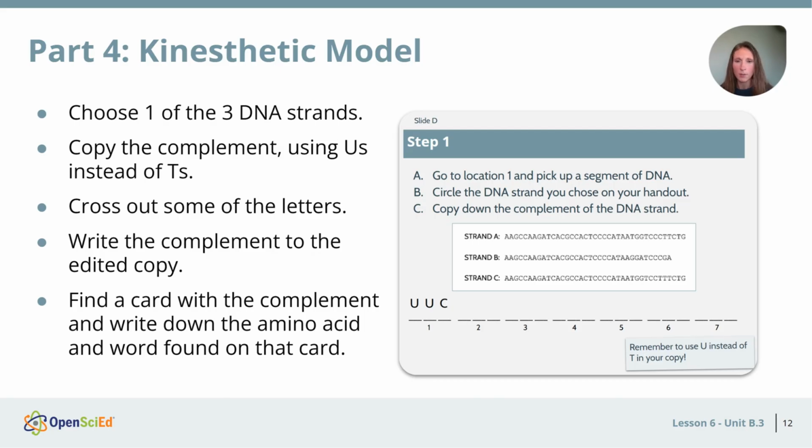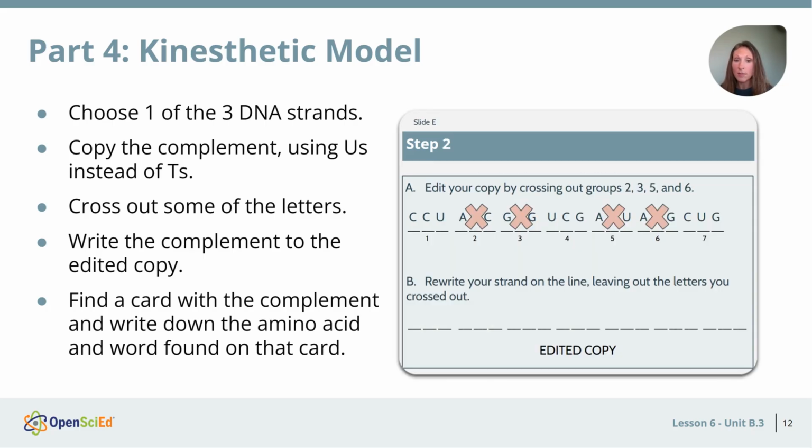The first key moment comes in Part 4 when students carry out the kinesthetic model. During the kinesthetic model, students will move between 2 locations in the classroom. They start by going to location 1 and choosing DNA strand A, strand B, or strand C. Once they have chosen a strand, they will copy down the complement of their strand using U's instead of T's. Then they will edit this copy by crossing out some of the groups of letters and rewrite the code, leaving out the crossed out letters.